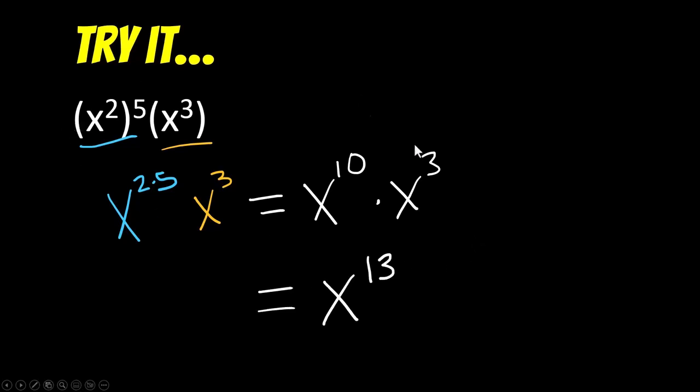This is really a good example of the difference in the two situations. One term, x squared raised to the fifth power, you multiply. But then when you have these two terms that have the same base, we end up adding their exponents.